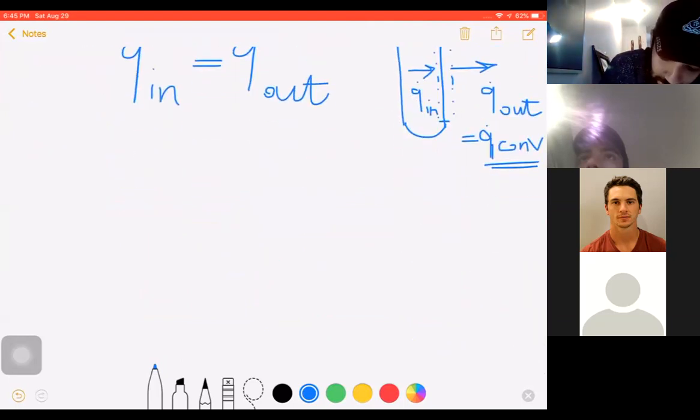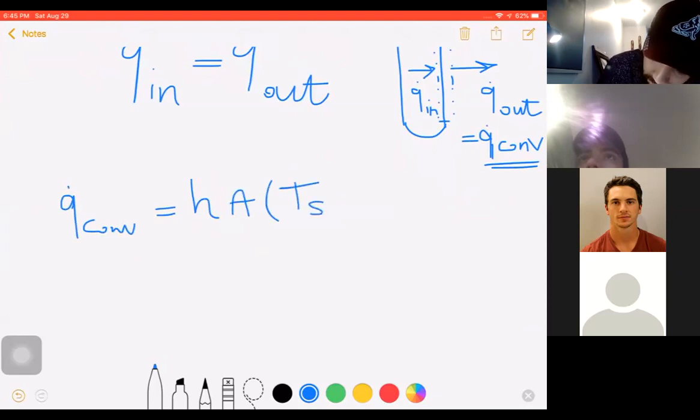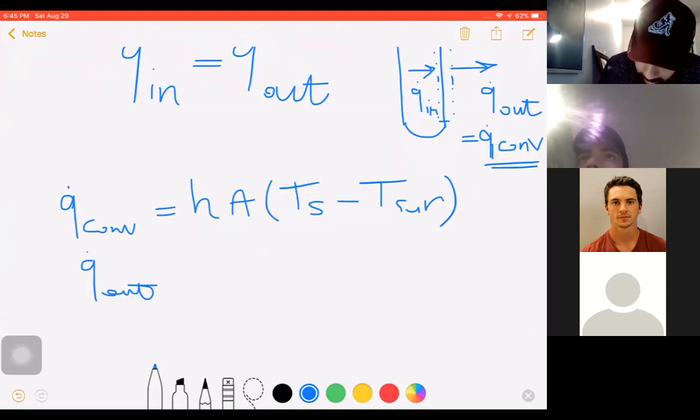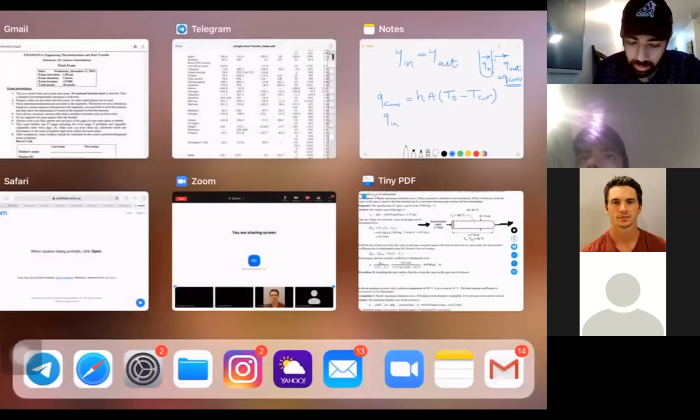And Q convection is equal to h times area times T of surface minus T of surrounding, and Q inside is equal to the amount of energy that is being lost from the superheated vapor. So we first have to find that amount.